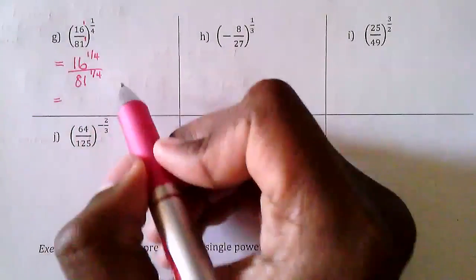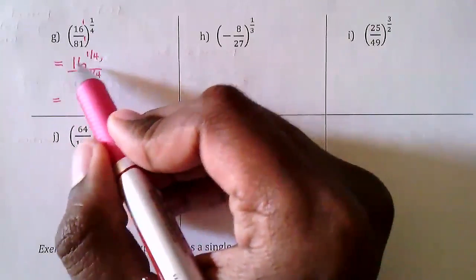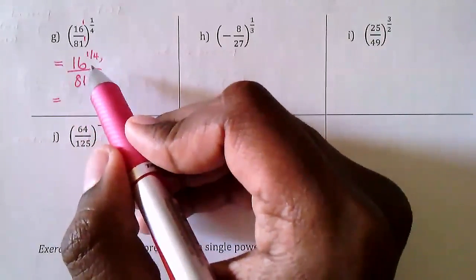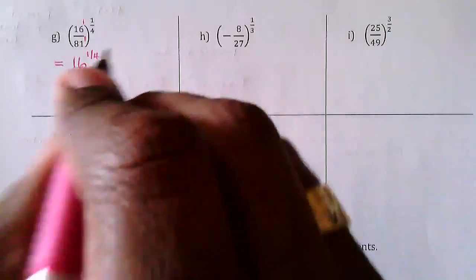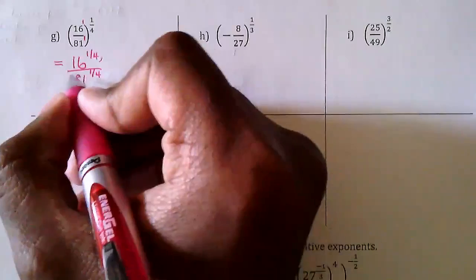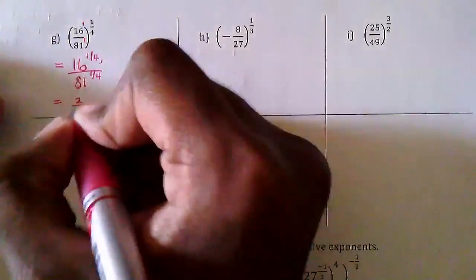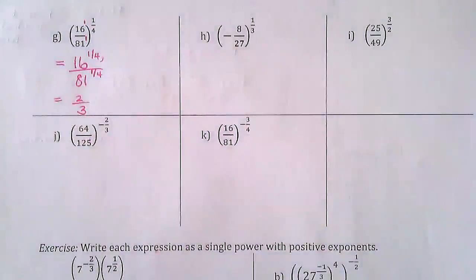Again, because the index, the n value is 4, I'm looking for the 4th root of 16. So something to the power of 4 gives me 16, which is 2. And here I also have 4, so I'm looking for the 4th root of 81. Something to the power of 4 gives me 81. And the answer is 3.